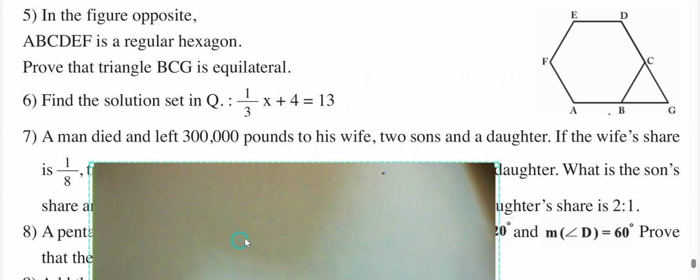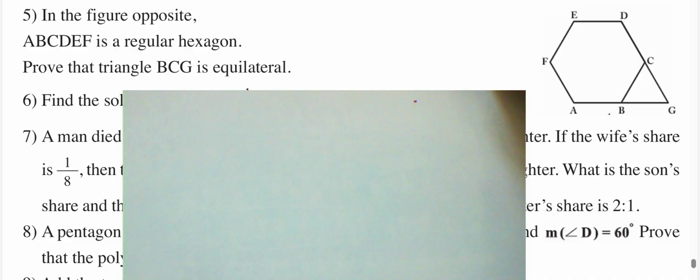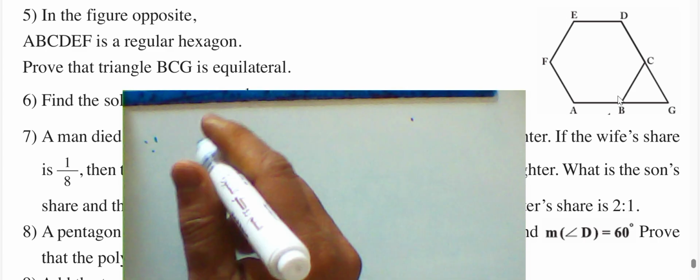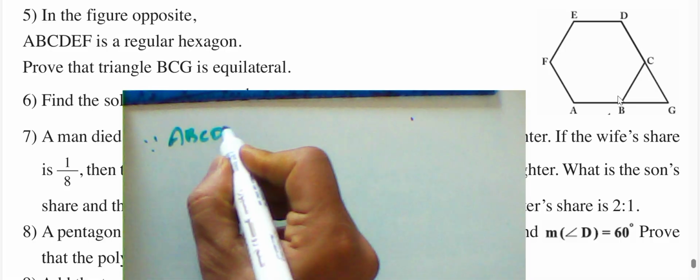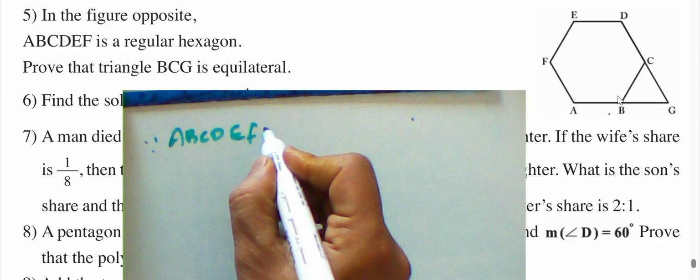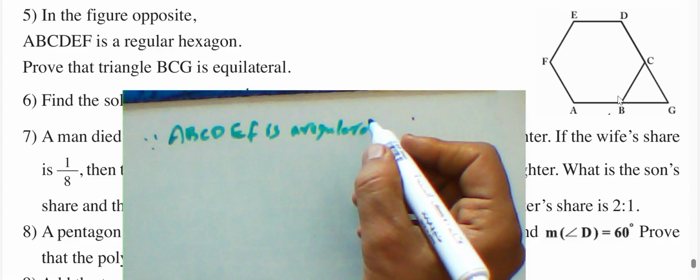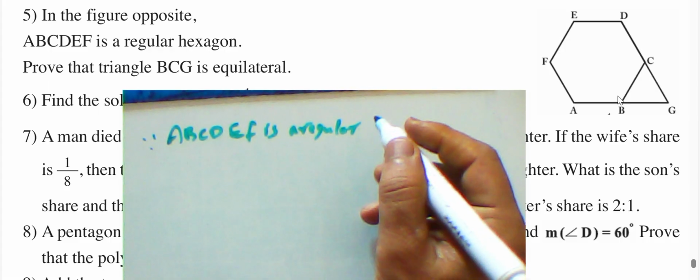The figure here, he wants us to prove that triangle BCG is an equilateral triangle. Do we have a regular hexagon? Regular hexagon means the measure of each angle equals 120 degrees. We can prove that. First step, such that the figure ABCDEF is a regular hexagon.